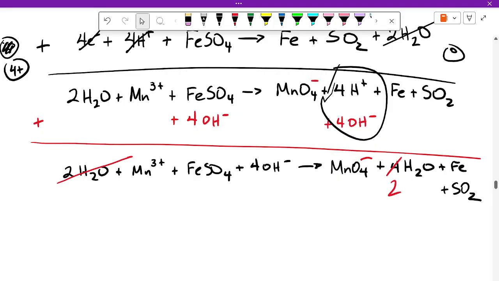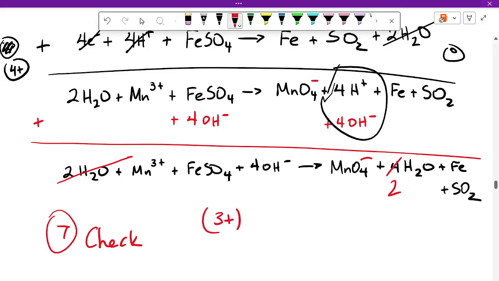Anywho, so we've got this. And then, do we need to do anything else? We need step 7. Check. Do we have any electrons in there? No. Thank God. What do we check next? The charge. So we have a 3 plus and we have a 4 minus. That gives us -1. Over on the left, we have a -1. Oh, hey, that looks really good.